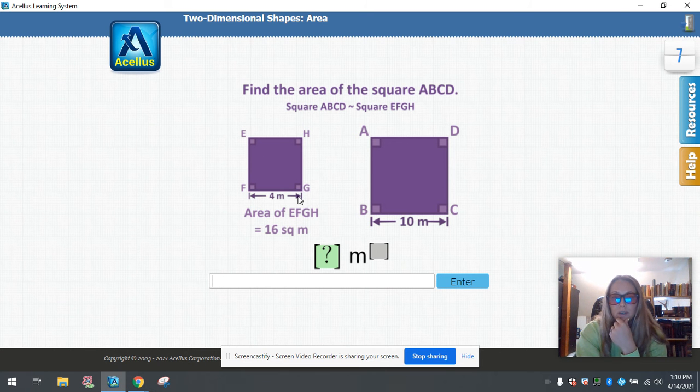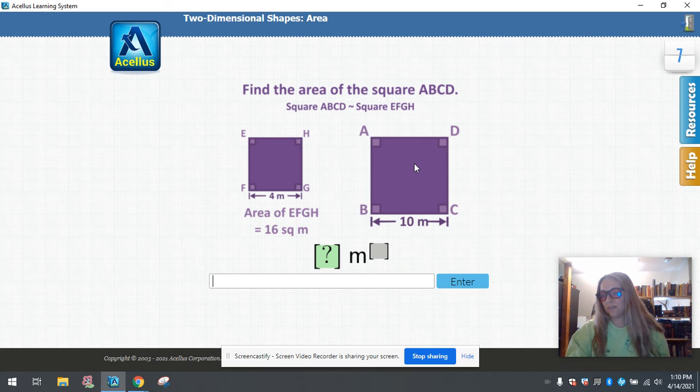For a square, all of the sides are congruent, or the same. So if this side is 4, this side is 4, this side is 4, this side is 4. So the length times the width would be 4 times 4, and you get 16. For this square, same thing. You could just go 10 times 10 and you would get 100.